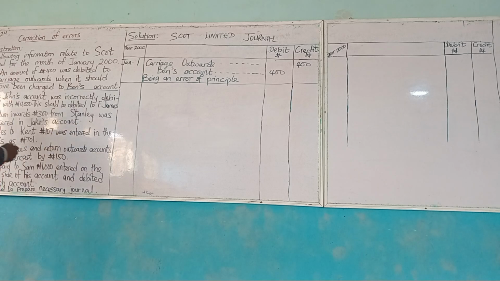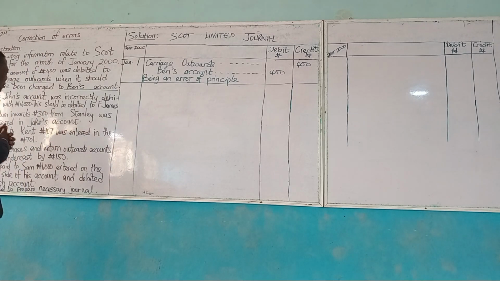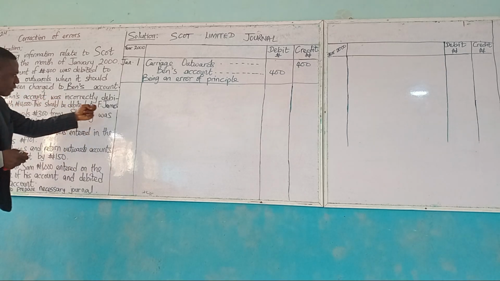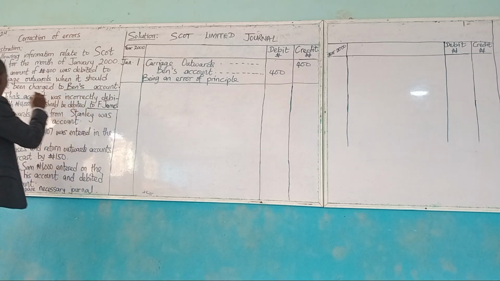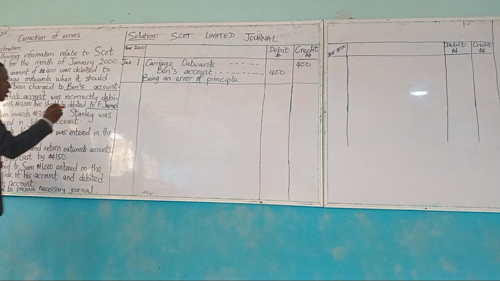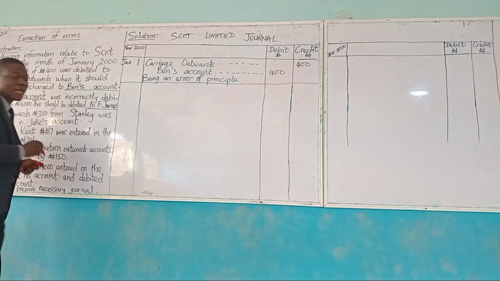So we have to identify what type of error this is. We know that this is an error that will not affect the agreement of the trial balance because F. John's account was already debited. Someone was debited, whereas we were supposed to have debited James. Now, let's pick out the major accounts involved here. What are the accounts involved? We have F. John's account and F. James's account. F. John's account was specifically brought to this account, whereas the correct account is supposed to be F. James.